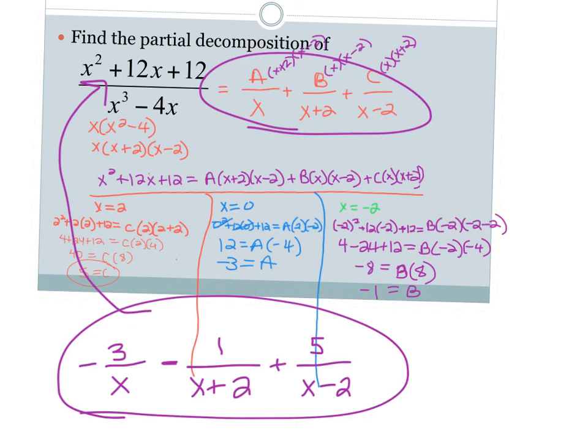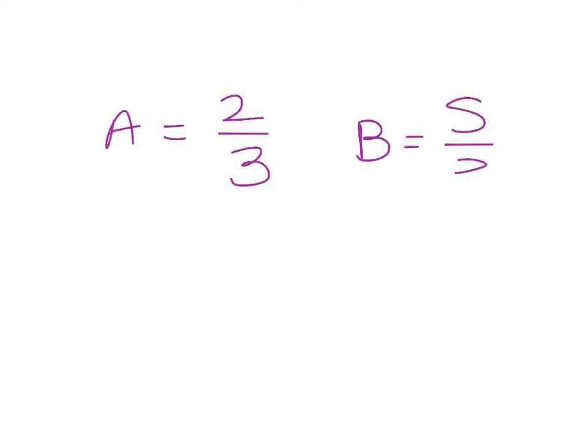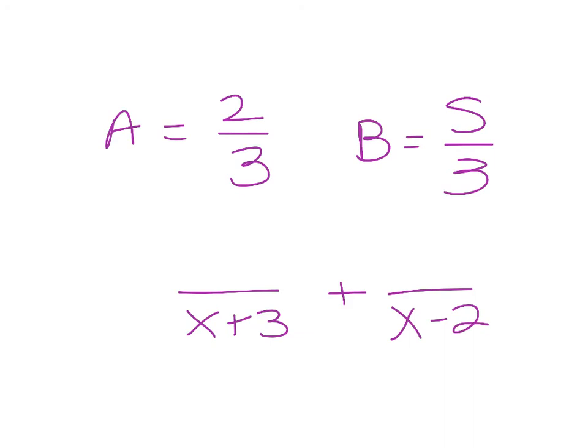What if you end up with a fraction? I'll show you. So the question came up, what if it's a fraction? And it's a valid question because you're going to see it. So let's just say A ended up being 2/3 and B ended up being 5/3, something like that, right? And my denominator was x plus 3 and x minus 2, something like that, right?